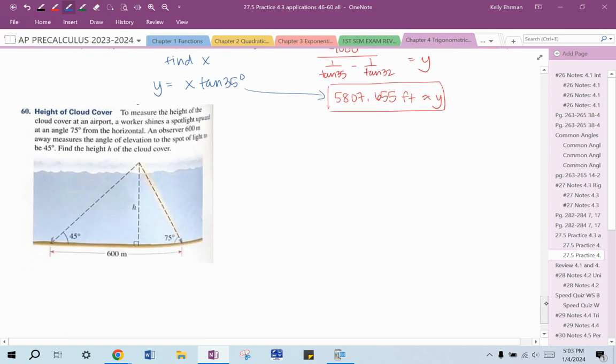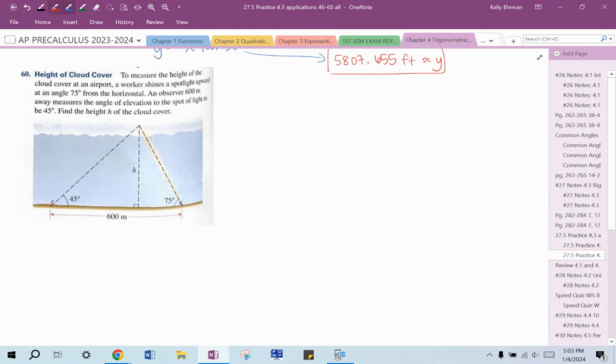All right, number 60. Sorry if you can hear the clock going there. So number 60 gives us a picture. That's exciting. To measure the height of a cloud cover at an airport, a worker shines a spotlight upward. So, okay, we're given two angles here. We're given the distance between the worker and the spotlight there.